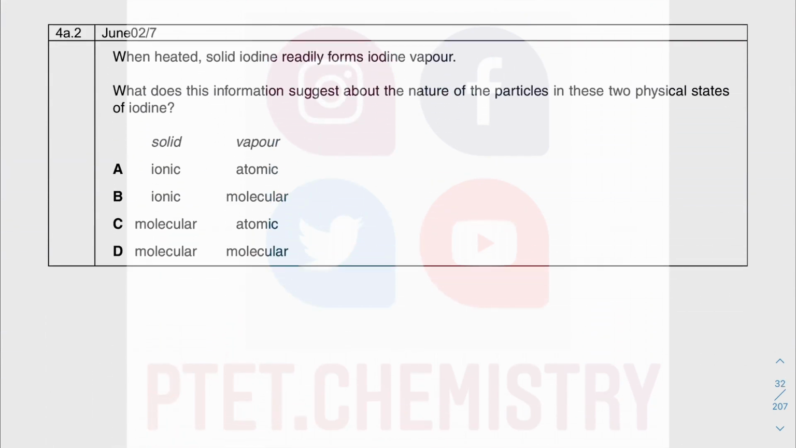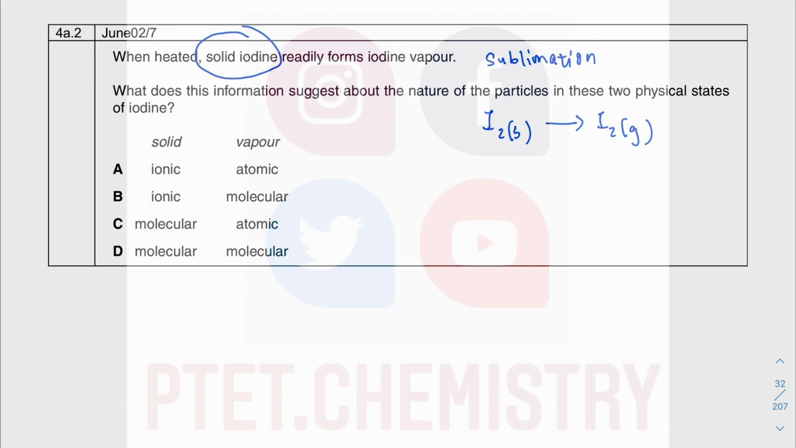So next question, 4a part 2. This is about the chemistry of solid iodine, which is part of your case study in A-level. What does it tell you about the iodine? This is what you call sublimation. Sublimation is a process where the iodine solid goes to iodine gas.